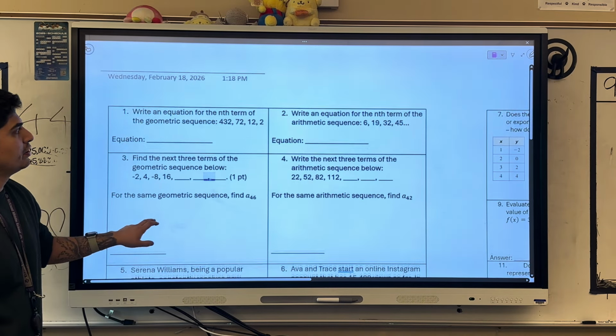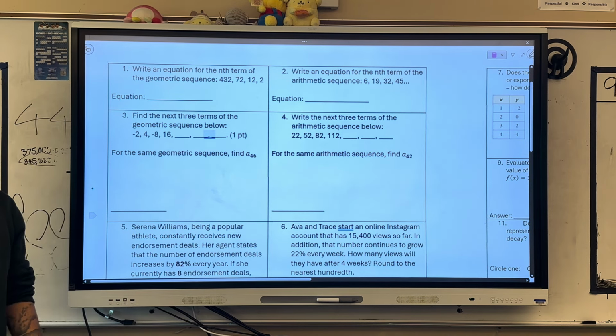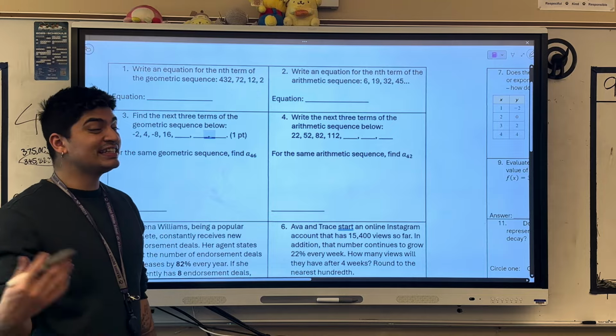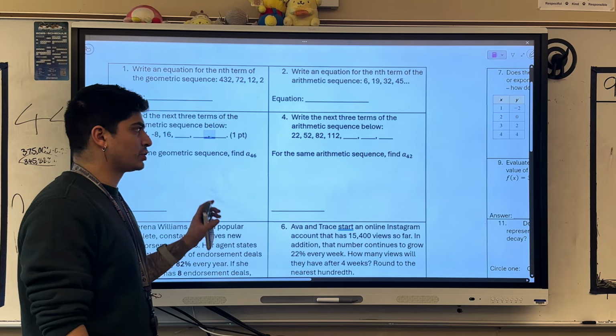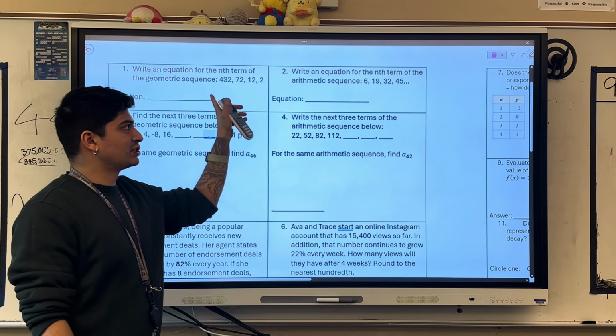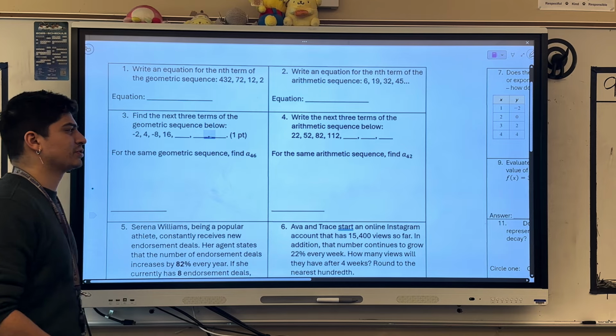So let's go to question number 1 and 2. Actually, I'm going to do number 3 and 4 first. That way you can see the equation with an actual problem. Then maybe these ones will be a little less confusing, because I think the first two, since you don't know what term you want, might be a little more confusing.